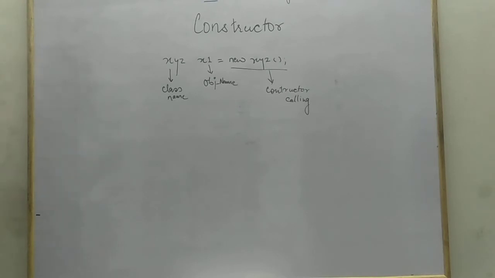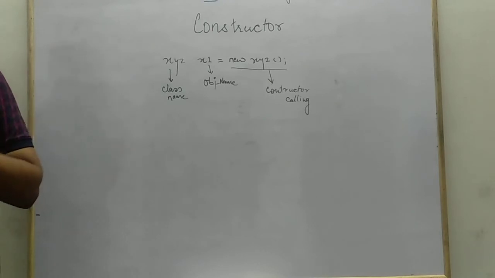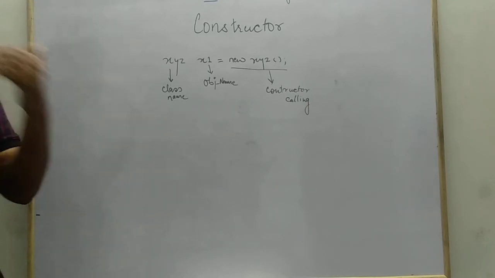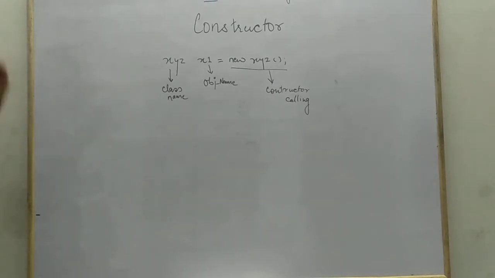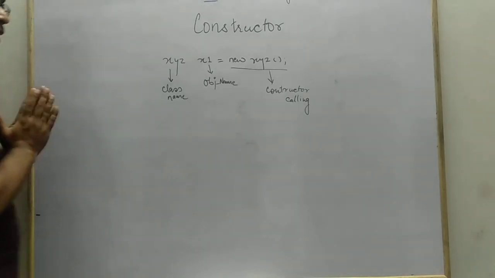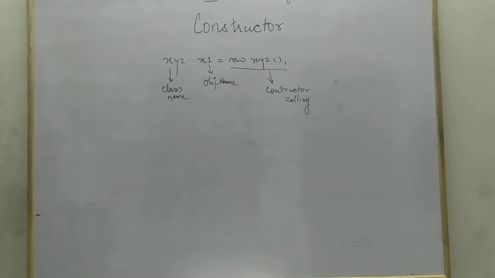So whenever you create an object of a class, the compiler automatically creates one constructor. Which constructor, I will come to later on, but the constructor is created by the compiler if you do not define a constructor in the program. Okay, which type of constructor is that? I will come to it later on. So the basic thing is that whenever you create an object, the constructor is automatically called.